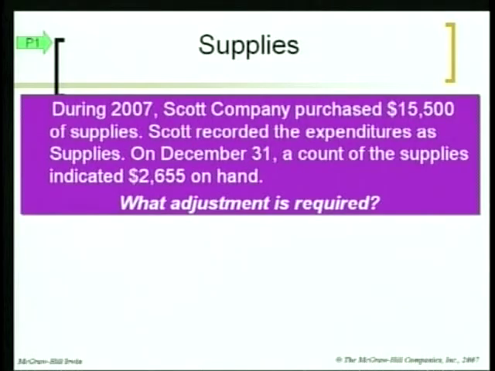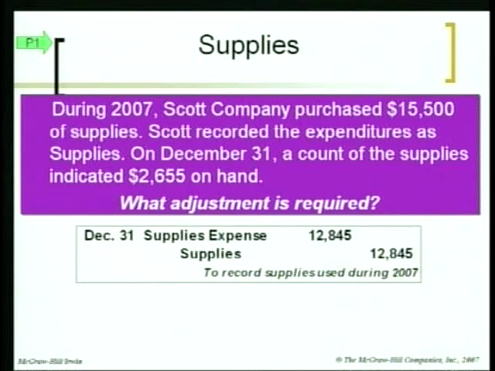This is the same situation with this PowerPoint, going back to it. You purchased $15,500 of supplies. But at the end of the year, you count the supplies and there's only $26.55 on hand. Thus, how much of those supplies have been used up? Well, it's not a real easy number. It's not one I can figure out in my head anyway. Something like $12.85. $12,845 of supplies have been used.